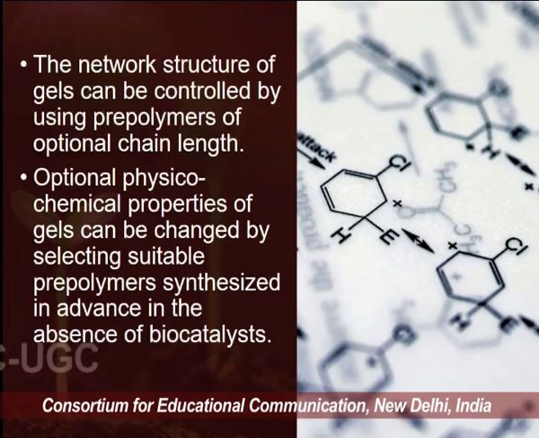The network structure of the gel can be controlled by using pre-polymers of optimal chain length. Now since we are synthesizing these pre-polymers, we can always play with their properties. There are certain materials in which by increasing the chain length of the polymer, we tend to produce certain rigid, fragile or hard gels. Whereas in certain polymers, by increasing the length of chain, we tend to produce certain soft and more suitable gels, and vice versa also when we decrease the chain length.